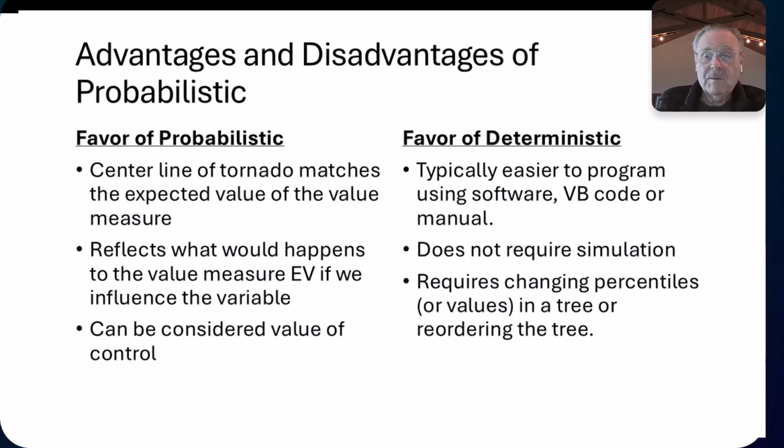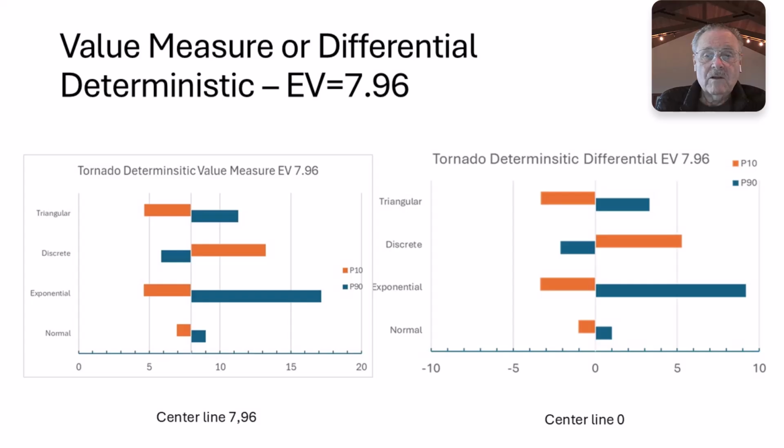It does not require simulation, and requires changing the percentiles or values in a tree. So let's take an example. I've put together a very simple model that has 4 uncertainties, 4 random variables. One's a triangular, one's a discrete, one's an exponential, and one's a normal. And on the left, we see the deterministic, which has an EV of 7.96.